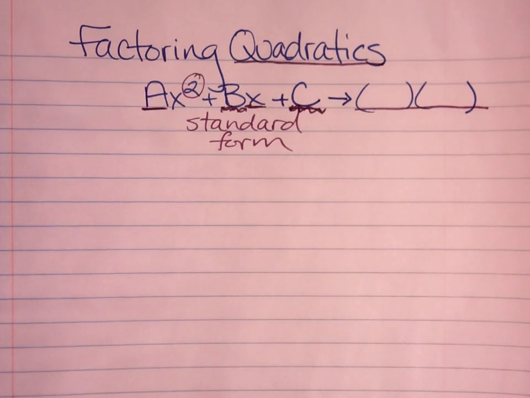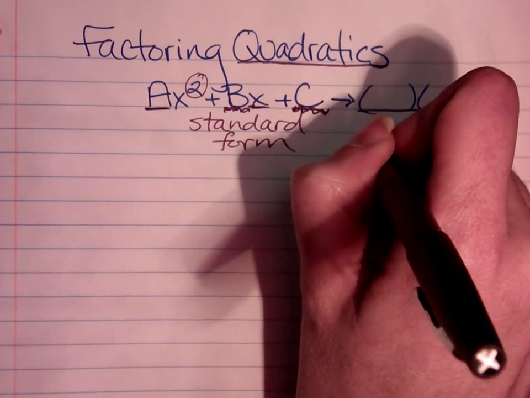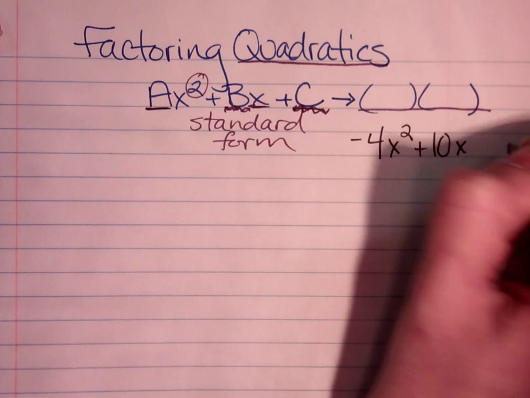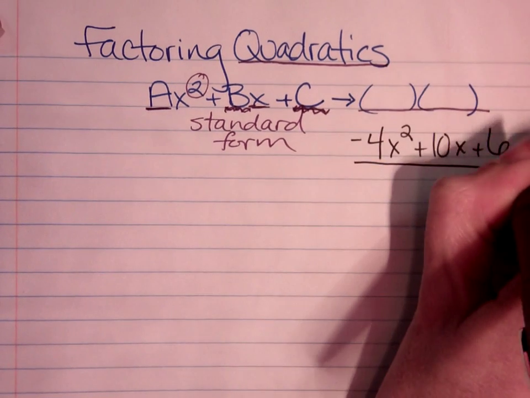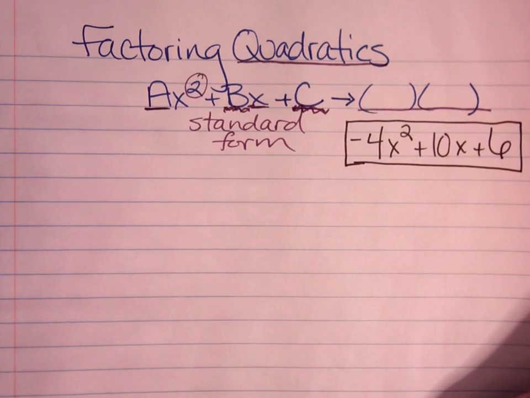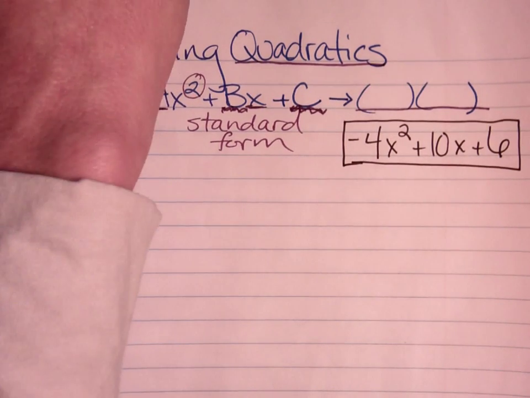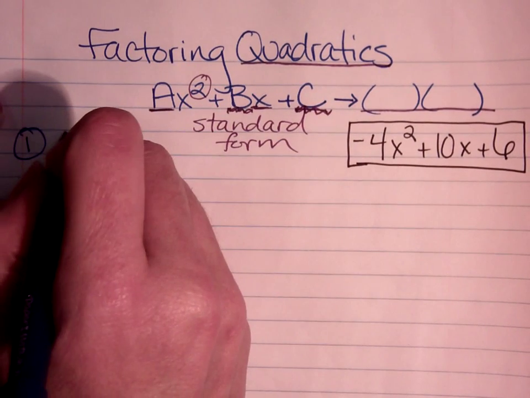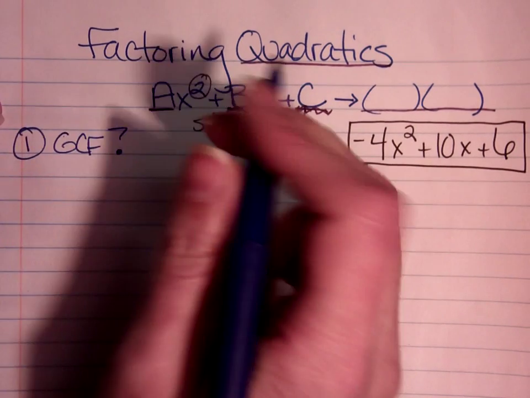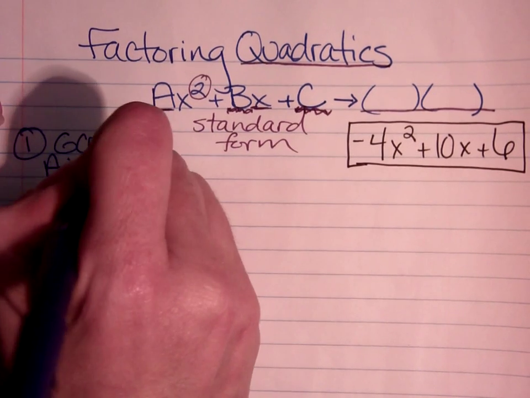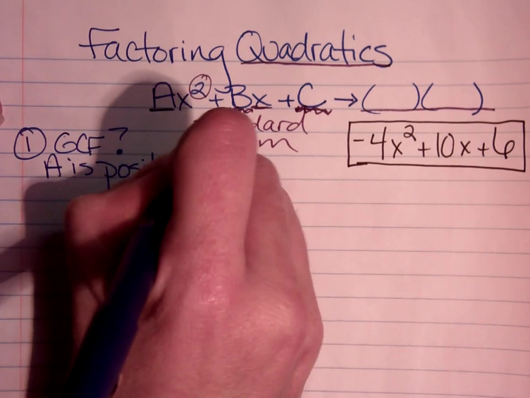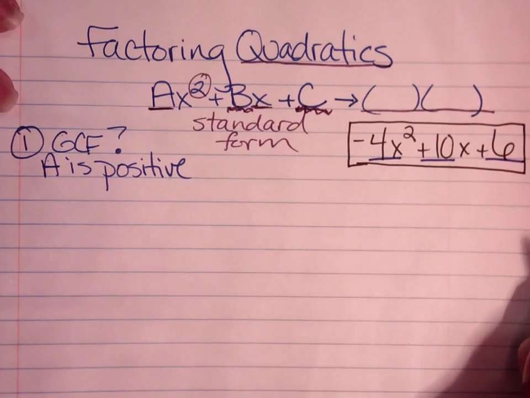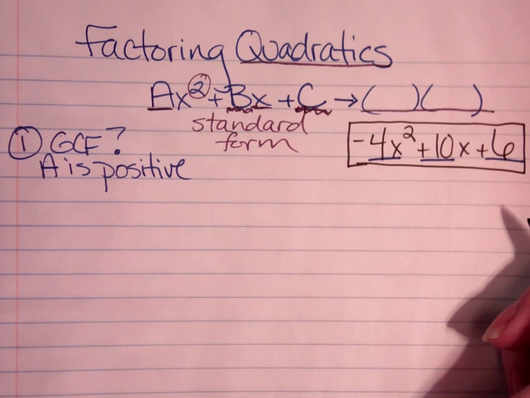And we're going to do that with the example negative 4x squared plus 10x plus 6. So this is our reference problem so that we can get a set of steps that actually make sense and have some context. The first thing we need to do is look for a GCF and ensure that A is positive. Okay, we're going to group those together because we need to check every slot and see, is there a number we can divide out of all of these?